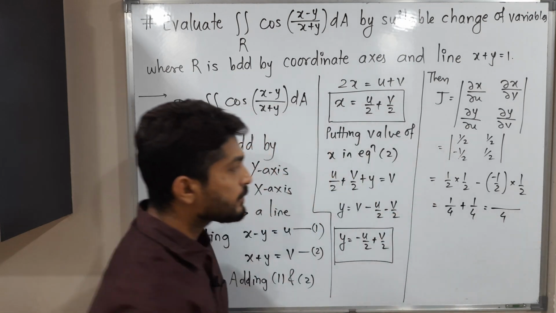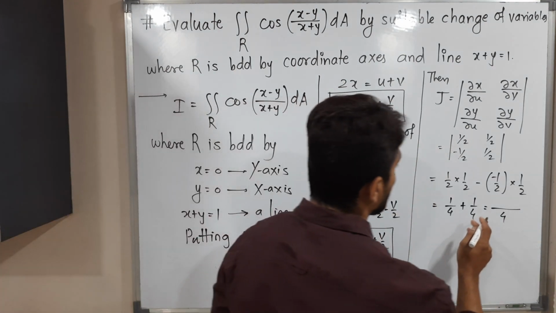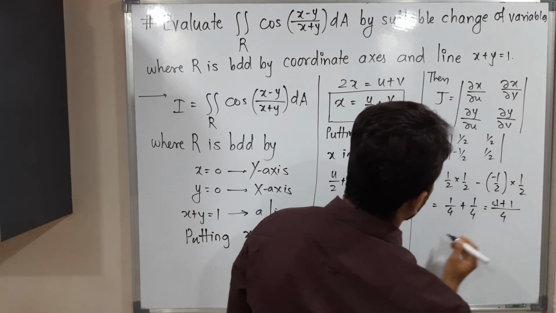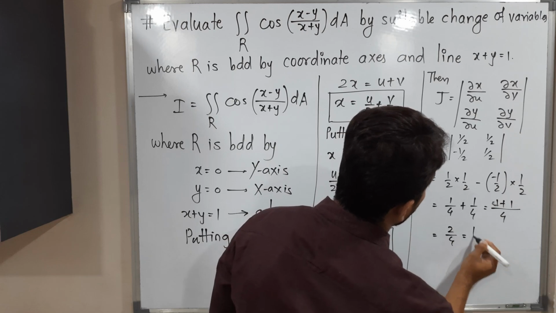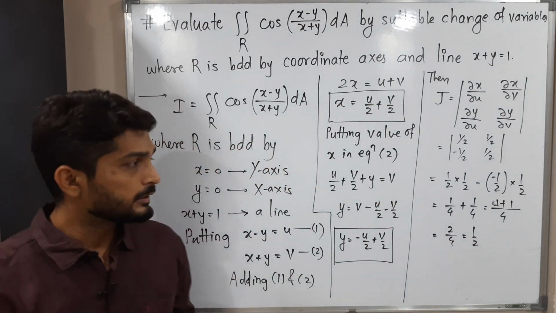Both of them have the same denominator, so we can add numerators. So 1 plus 1, 2. So 2 by 4, which is 1 by 2. So I got the value of the Jacobian. Okay. So the Jacobian we got.